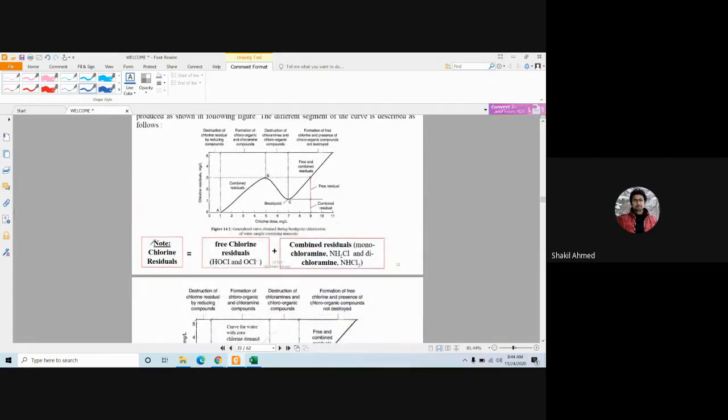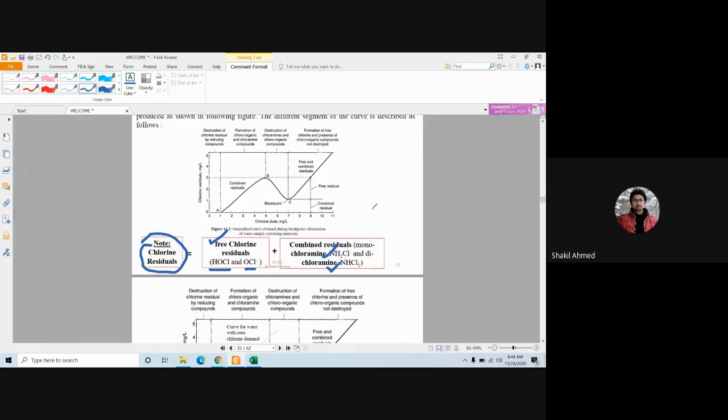Total chlorine residual is our interest because chlorine residuals are the species which act as disinfectant. Who are they? First of all, they are free chlorines, which are disinfectant, as I told you before: hypochlorous acid and hypochlorite ion. And then combined residuals, for example monochloramine and dichloramine.